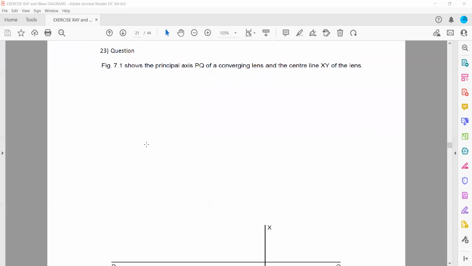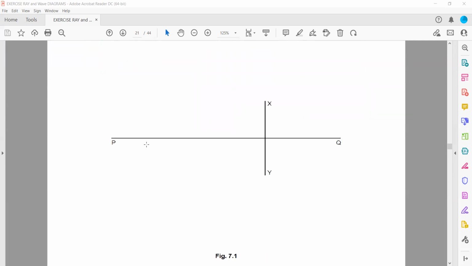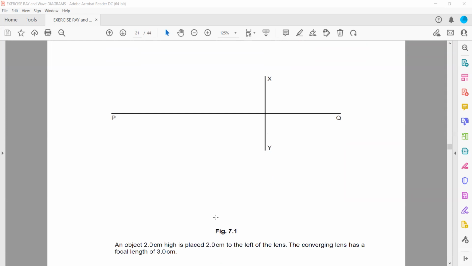Figure 7.1 shows a principal axis of a converging lens. An object is placed 2 centimeters to the left. Focal length is 3 centimeters. So it shows focal length using a ruler. We'll mark the focal length, for example, f is 3 centimeters here.